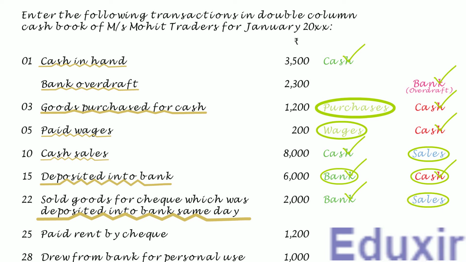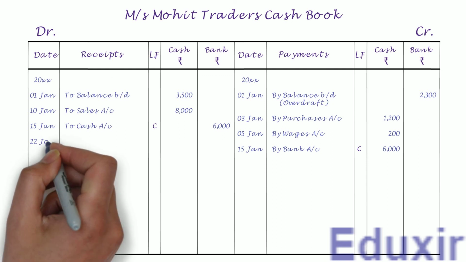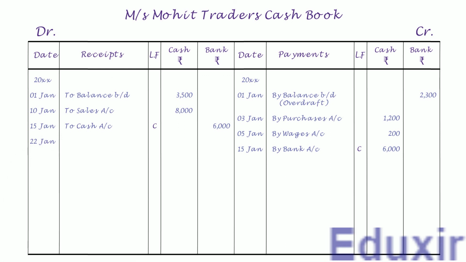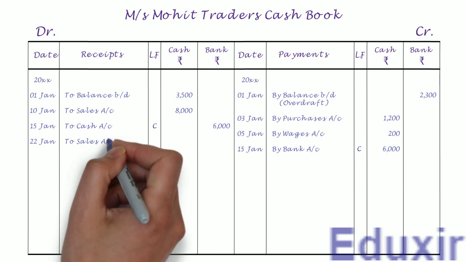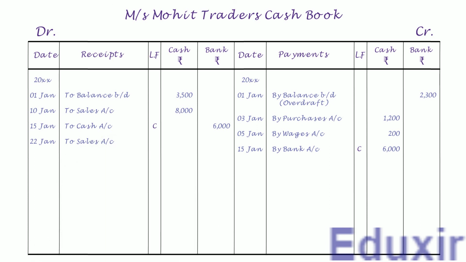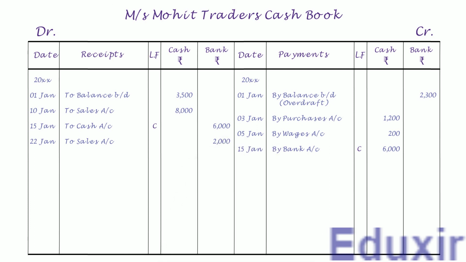With this analysis at our disposal, let us proceed with the posting of this entry to the debit or receipt side of the cash book. Let's first record the date. Let's then record the sales account into the receipts column of the cash book. Let's then record the debit amount of 2,000 rupees in the bank column. With that, we have completed the posting of this transaction into the cash book. Let's now take up the next transaction.